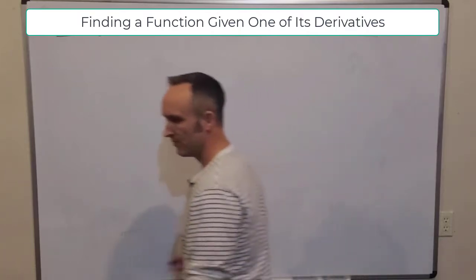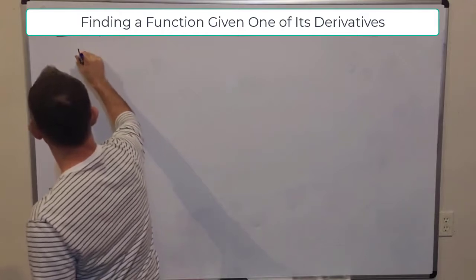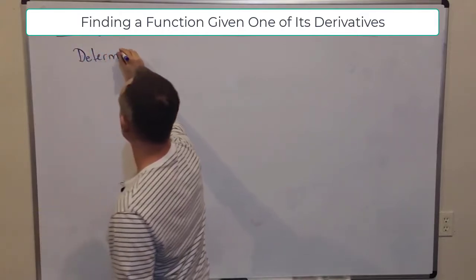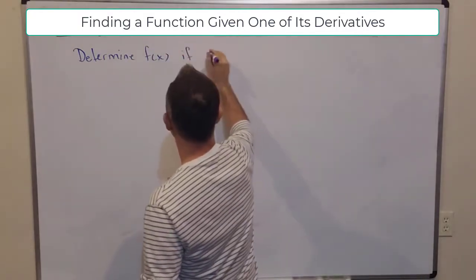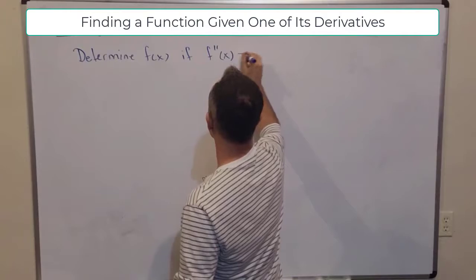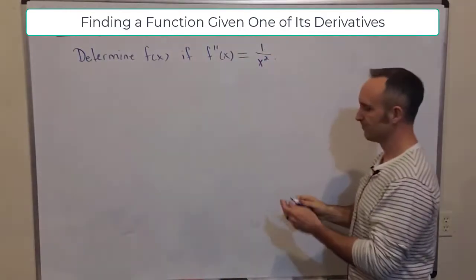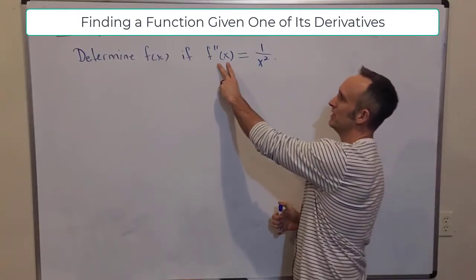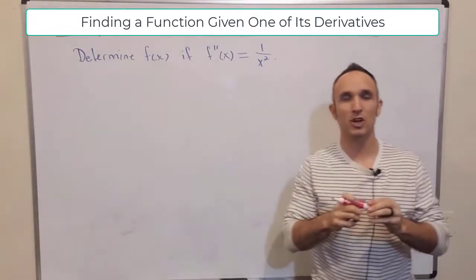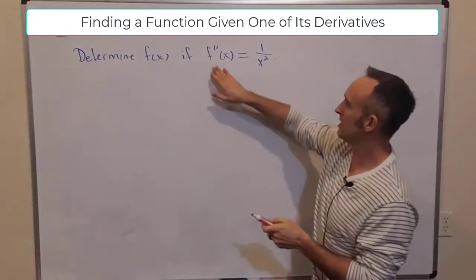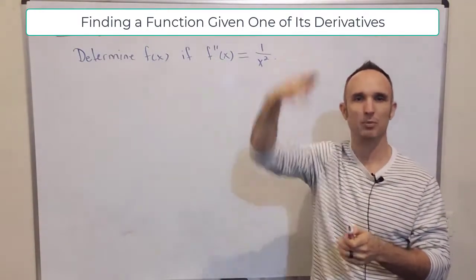So we'll start with the first example here. Let's say we want to determine f of x if f double prime of x equals 1 over x squared, okay? So I've got my second derivative and I want the original function. So what I'm going to do is start by finding my first derivative, because I know that if I anti-differentiate f double prime, I will get f prime. I'll move up a level.